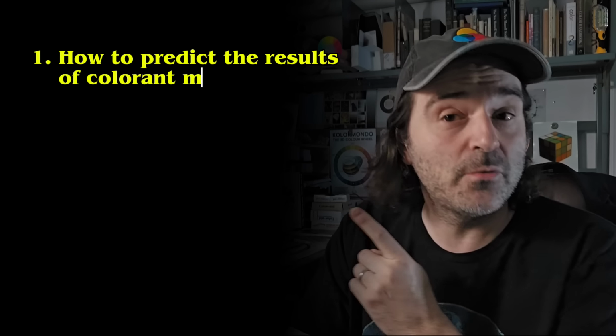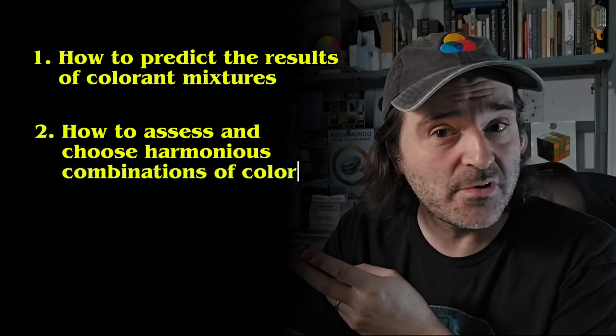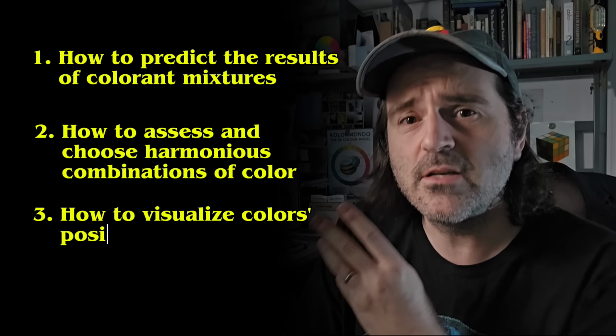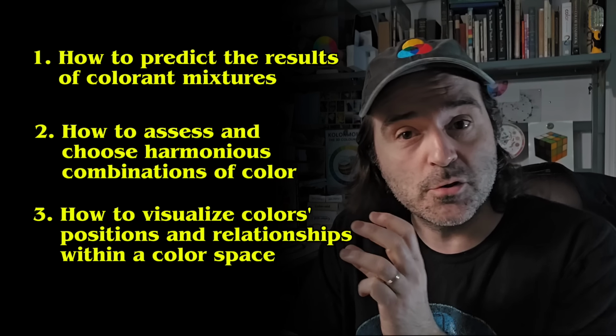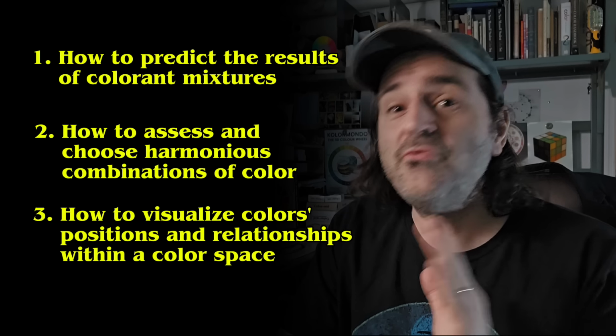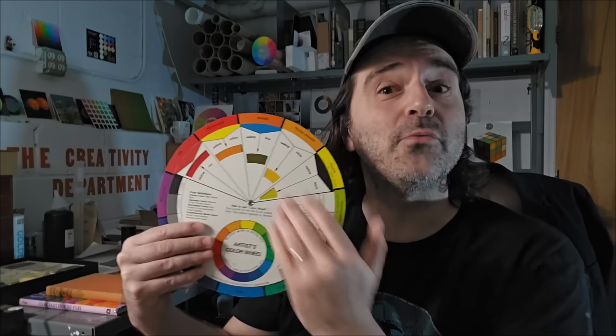As tools, they tend to try to solve some combination of the following three problems: how to predict the results of colorant mixtures, how to assess and choose harmonious combinations of color, and how to visualize colors, positions, and relationships within a color space. Most color wheels fail at these tasks, especially when they try to do all three. So as a case study, let's take the Color Wheel Company wheel.